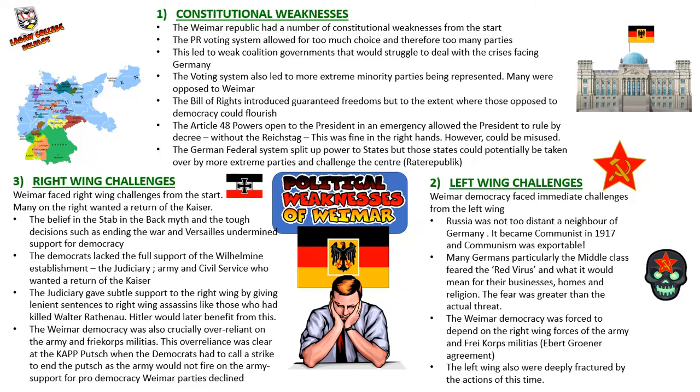And finally, the Weimar democracy was also crucially over-reliant on the army and the Freikorps militias. And we can see this by the Kapp Putsch. In the Kapp Putsch, they asked the army to intervene, and von Seeckt, the man in charge of the army, said the army does not fire on the army. It was very clear where their allegiances lay. It wasn't with democracy, it was with military force.